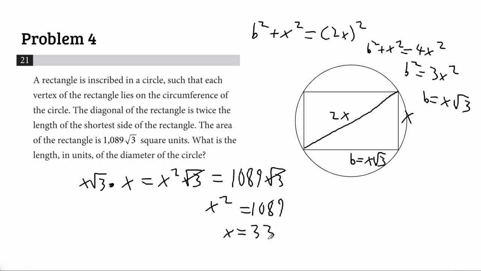And then the diagonal here, which is the same as the diameter of the circle, is equal to 2x. So that's 2 times 33, and that's equal to 66. So it's just 66 units is our diameter.